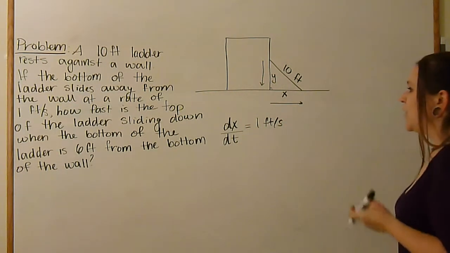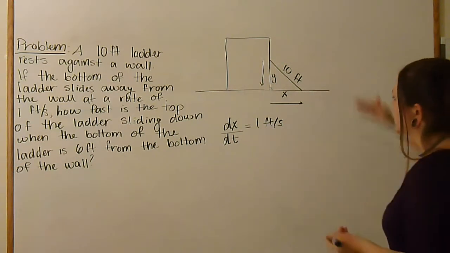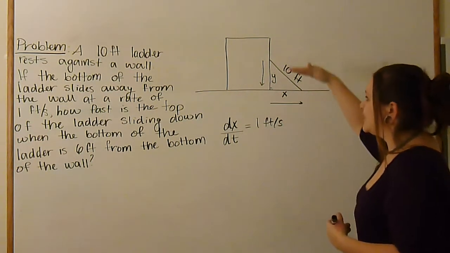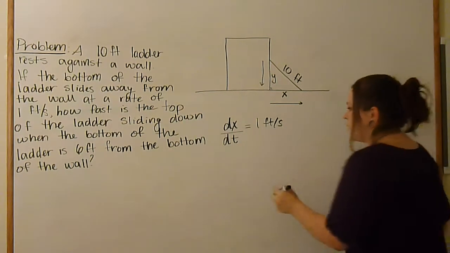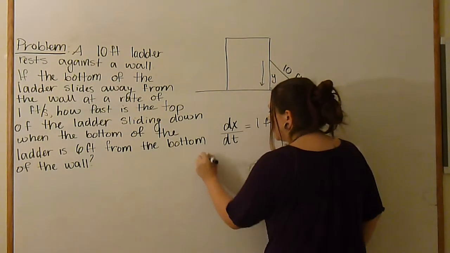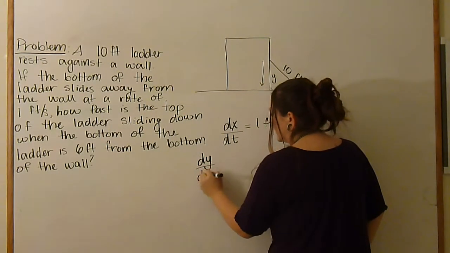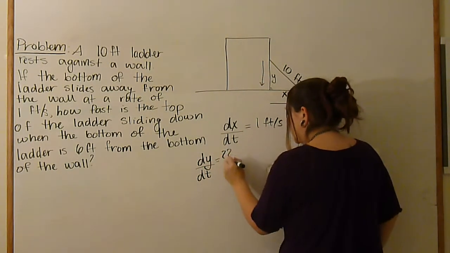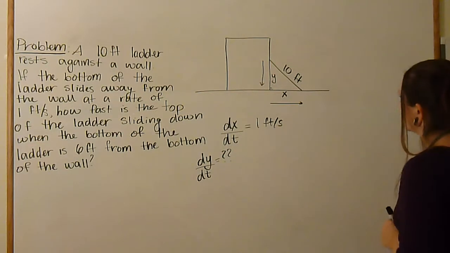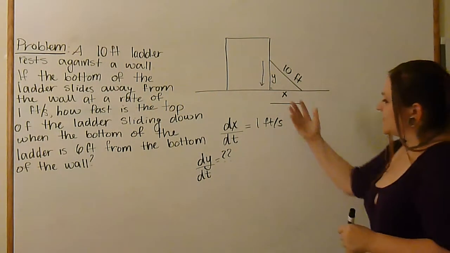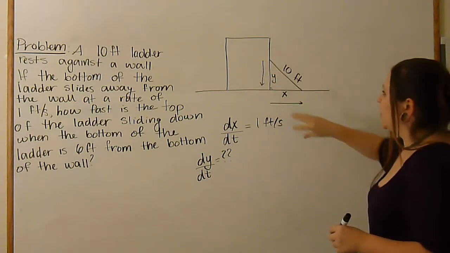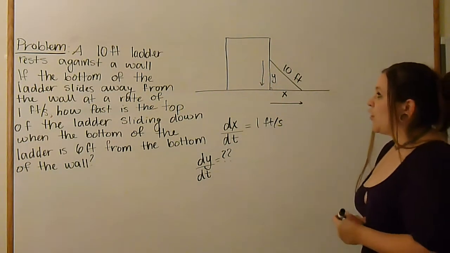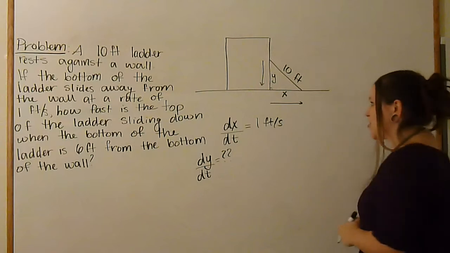And then they say that we want to know how fast the top of the ladder is sliding down. That is looking for the rate of change of y with respect to time. So what we're looking for is dy/dt. That's what we're trying to find. So we see we have x and we have y, and we have this figure right here. So we want to come up with an equation that relates the information.